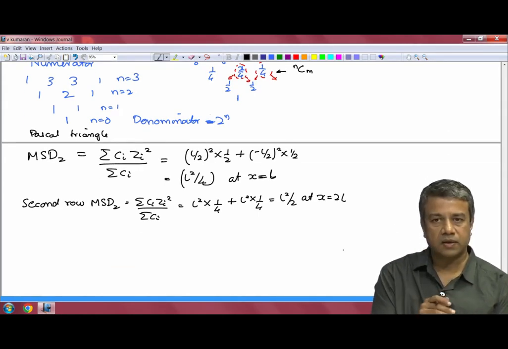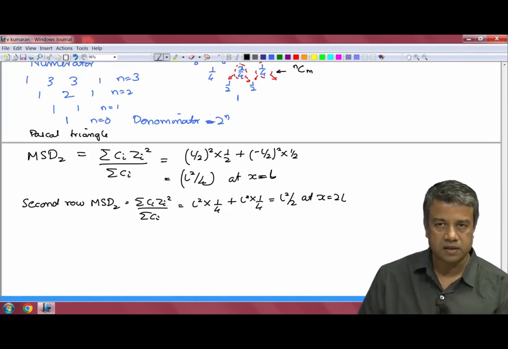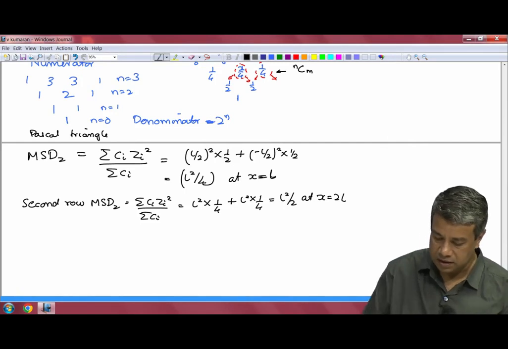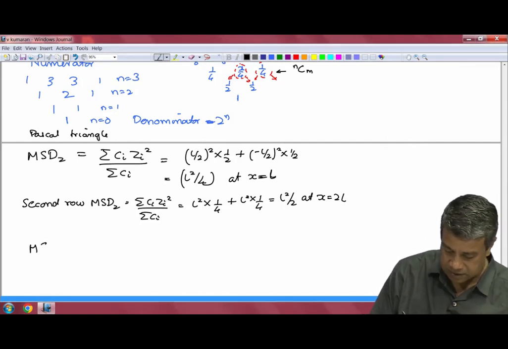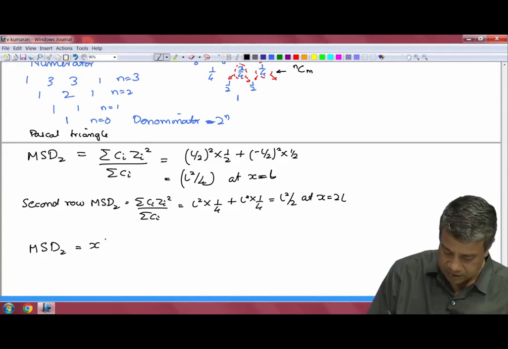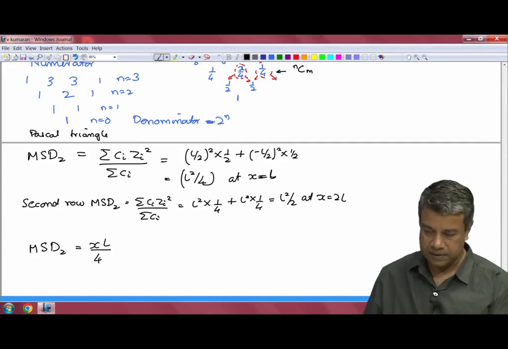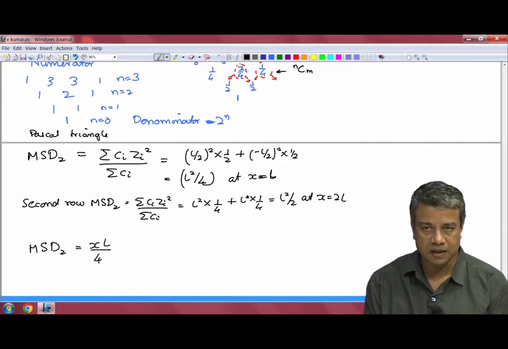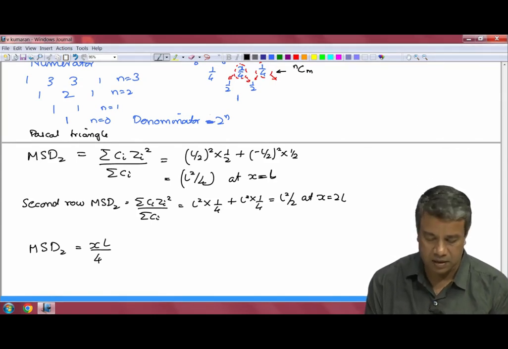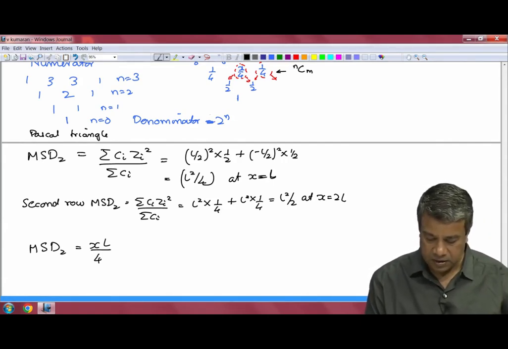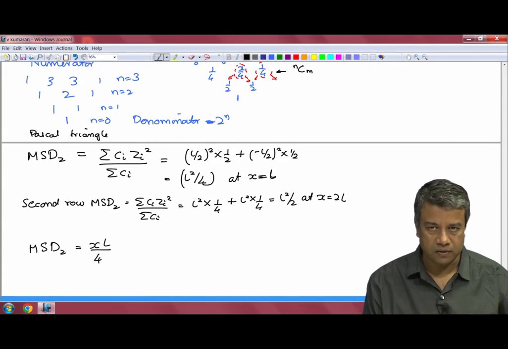And you can calculate it for other rows as well by repeating these procedures for generating the concentrations. And for each higher row you will find that the formula that is satisfied is that the mean square displacement in the z direction is equal to x L by 4. At x is equal to L, it is L square by 4. At x is equal to 2L, it is L square by 2. The next one will be x is equal to 3L, and you should get 3L square by 4 and so on, if you do the calculation. So, therefore, the mean square displacement is x into L by 4.